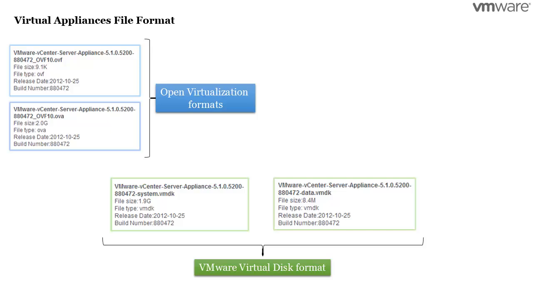Okay, VMDK files. So in VMDK files, you have system VMDK and data VMDK. So what is VMDK? VMDK is VMware Virtual Disk Format. So VMware's disk file which contains either system disk or data disk of the virtual appliance. So with these two files, you can easily import a virtual appliance into your vCenter server or into VMware Workstation.